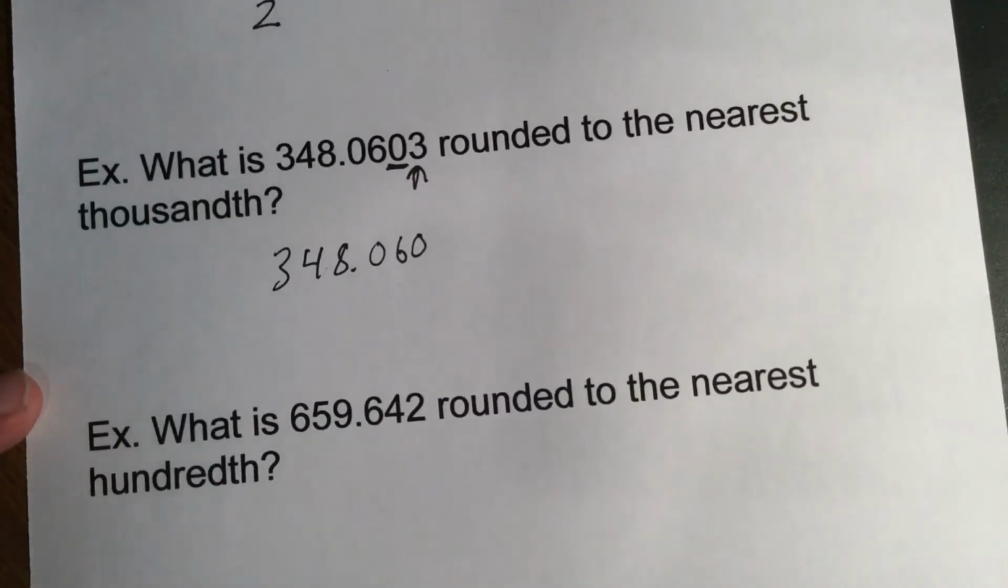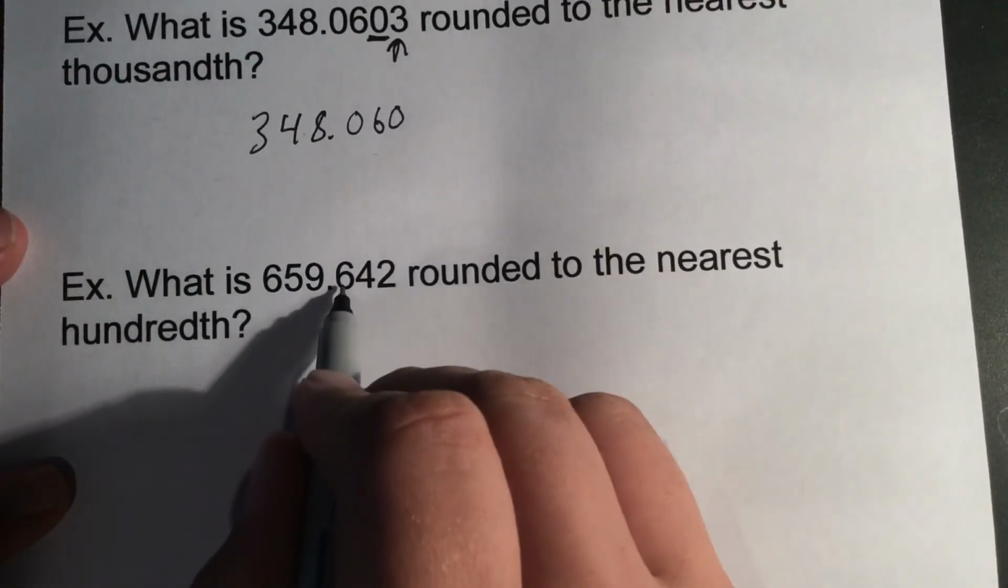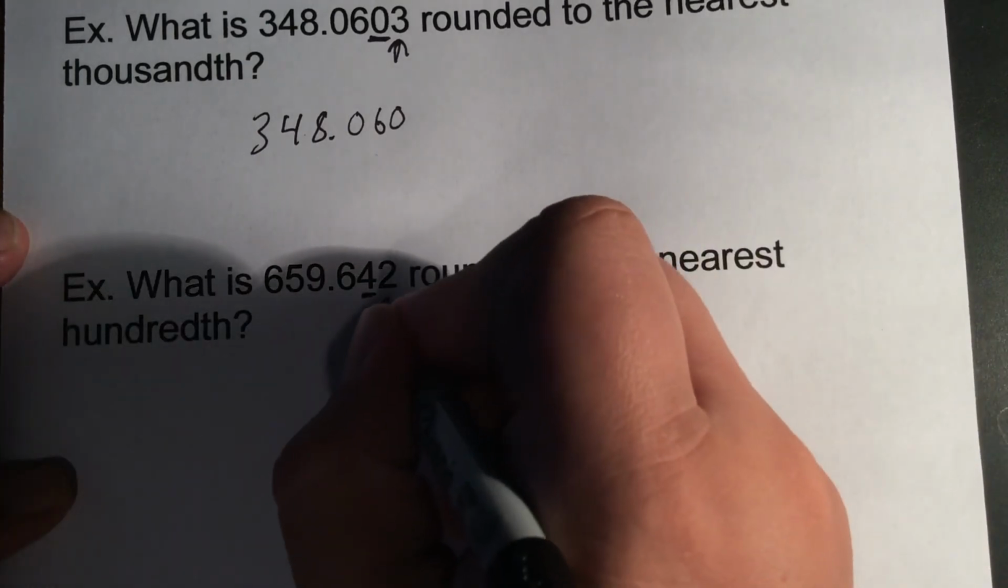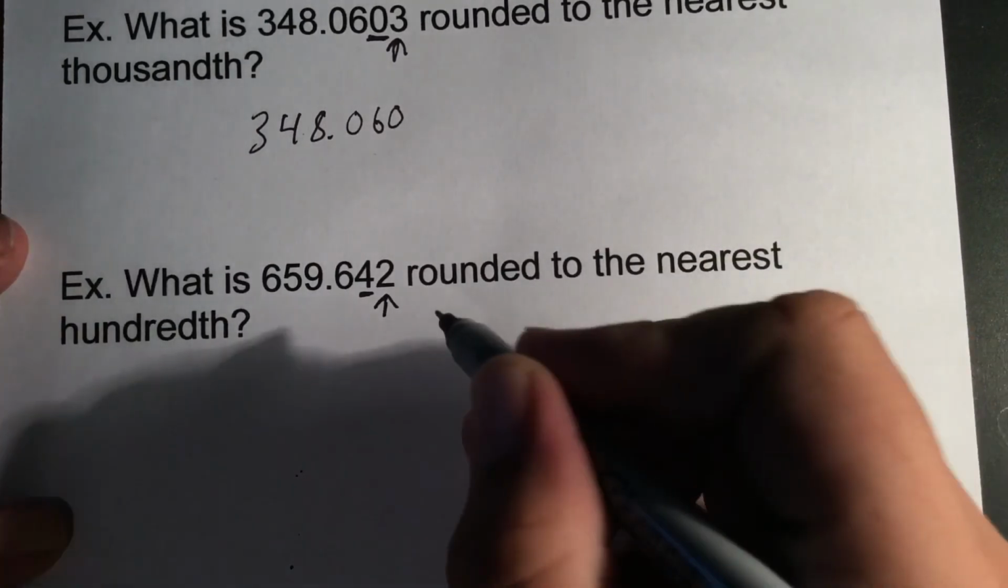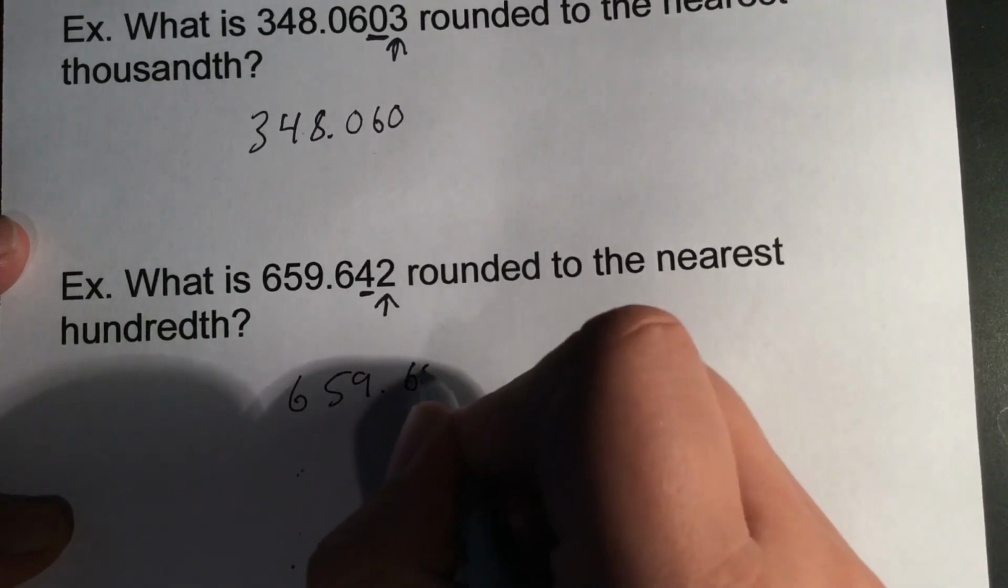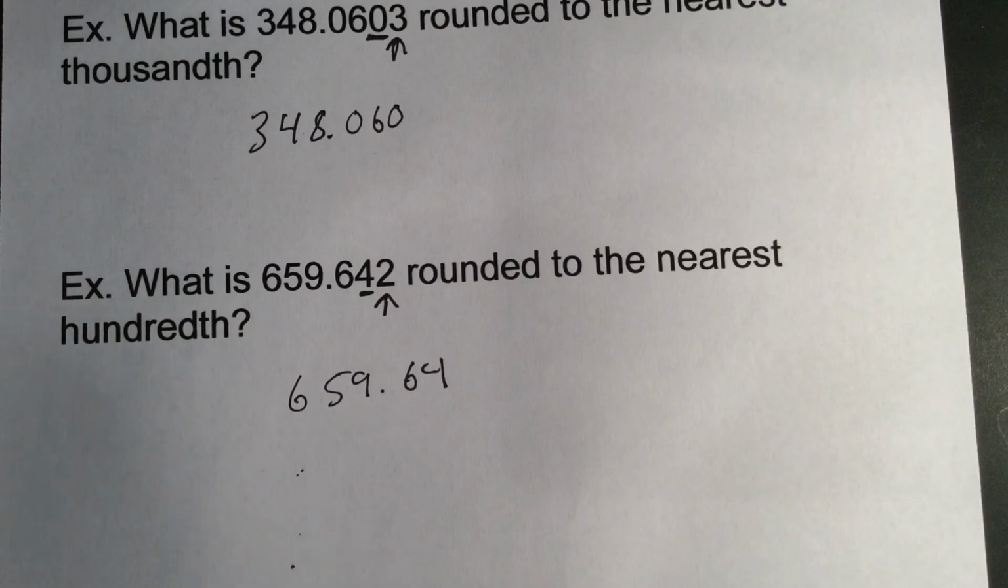So now we're going to round to the nearest hundredth. Again, we have tenths, and hundredths is the second one here. So we're looking at the one to the right. It's a 2. The 4 is going to stay the same. So 659.64. And we leave it at that.